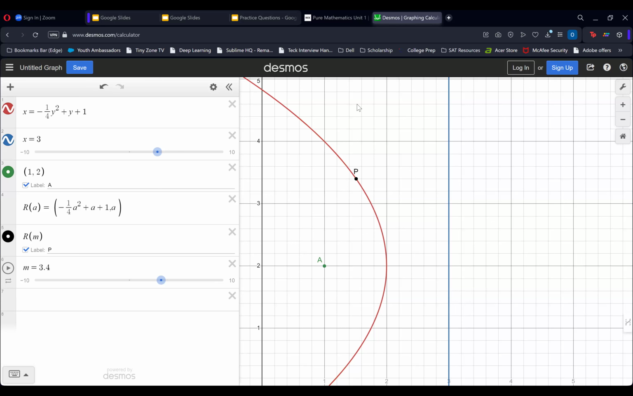Okay, good. So whenever they ask you for a loci, you're going to get an actual equation. And that equation is just saying that every single point on this line will be such that the distance from this point P and A is the same as the distance from this point P to x equal 3. So it's not two values of P, it's every single point that can travel on this line.